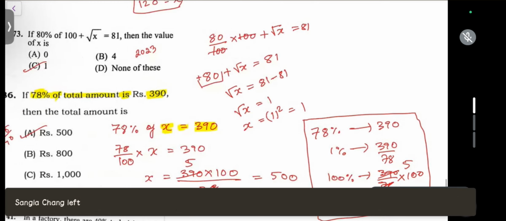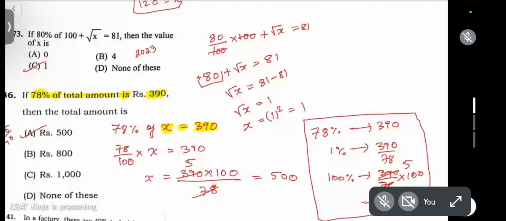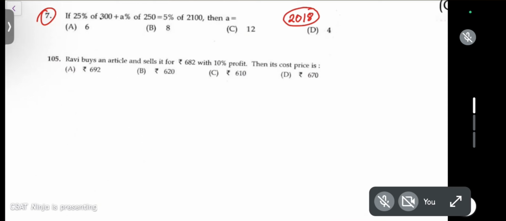So if you are following this method, in your question it is given 78%. 78% is 390. So 1% will be 390 divided by 78. 78 transferred to the other side, and we need 100%. So this is 1%. So in order to get 100%, I need to multiply it with 100. So I'm multiplying it with 100 both sides and cut it. You get the answer. That's an easy one.